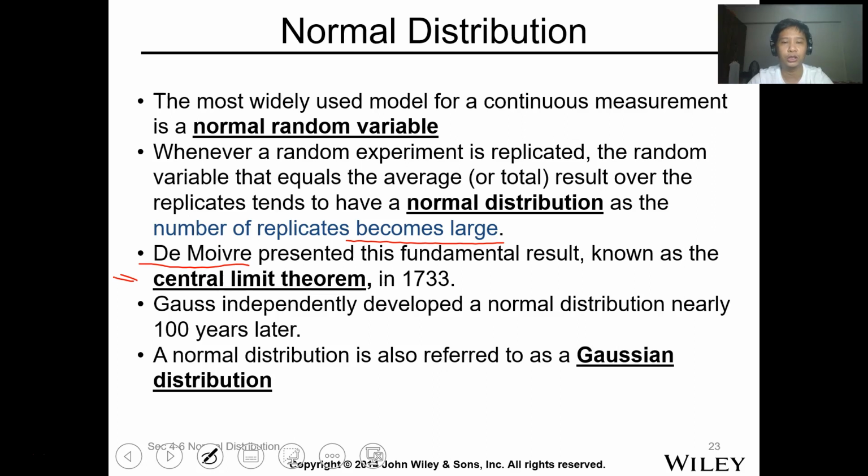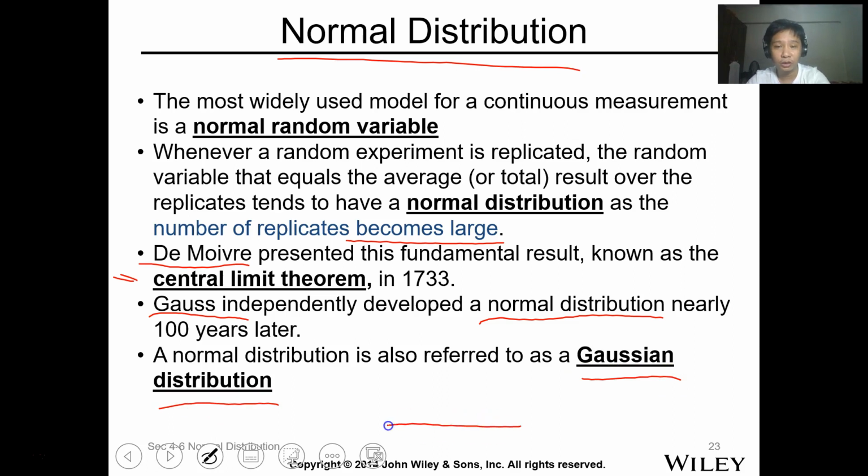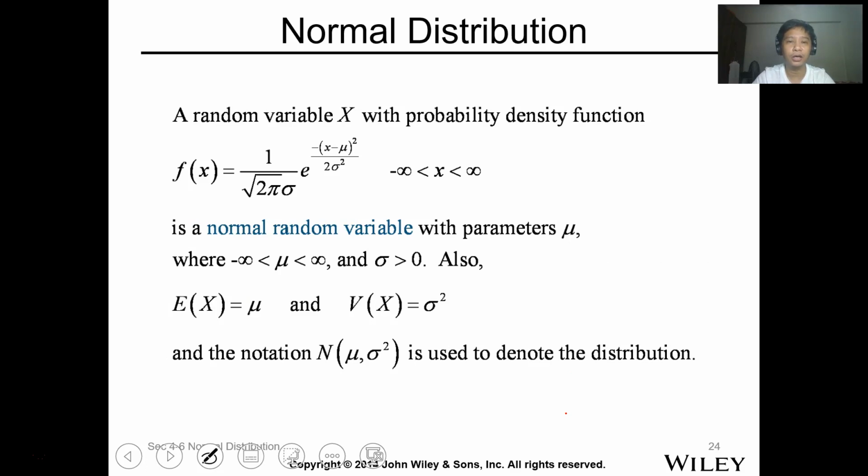normal distribution curve. And Gauss also developed the normal distribution, the latest form of it now, 100 years later. Kaya usually we call the normal distribution also the Gaussian distribution, yung bell shape na probability distribution. Okay, so for the probability density function for a normal distribution, ito siya.